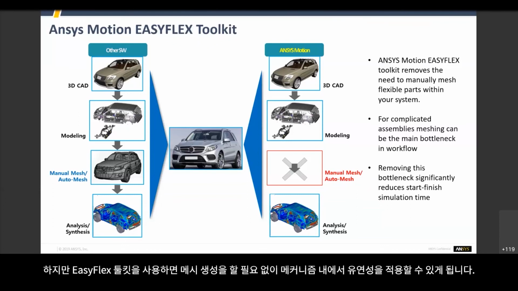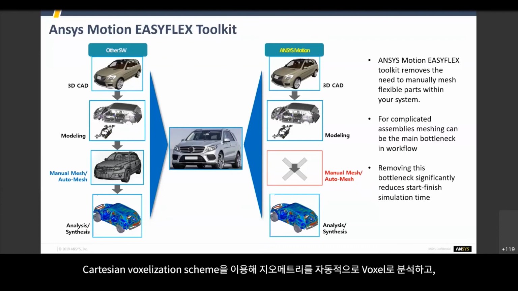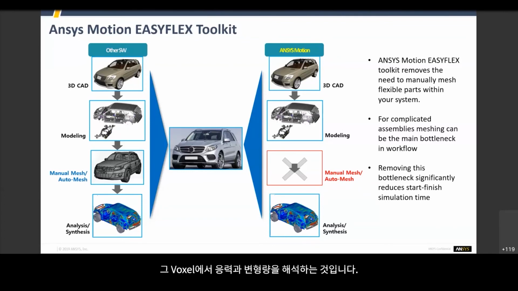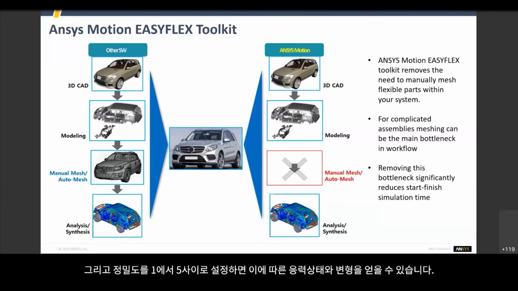With the EasyFlex toolkit, you can represent flexible parts and flexible components and take account of that flexibility in a mechanism without having to do any mesh generation at all. If you're familiar with the technology available in something like Ansys Discovery Live, this is a very similar way of doing things. Behind the scenes, a Cartesian voxelization scheme automatically breaks the geometry up into a series of voxels and solves the stress and deformation state on those voxels. You control it simply with a slider that, as in these kinds of schemes, goes from accurate and slow to less accurate but fast. You choose your fidelity on a scale between 1 and 5, and you get a flexible stress field and deformation field in your parts.